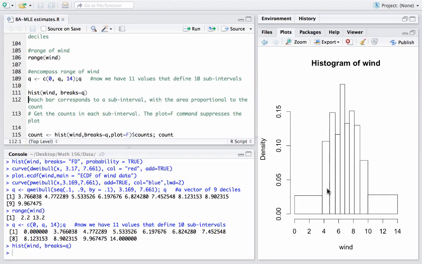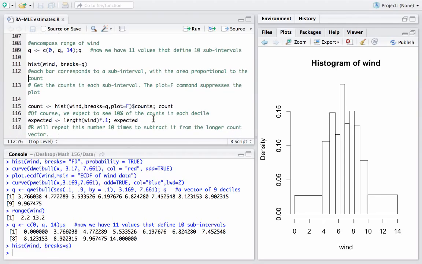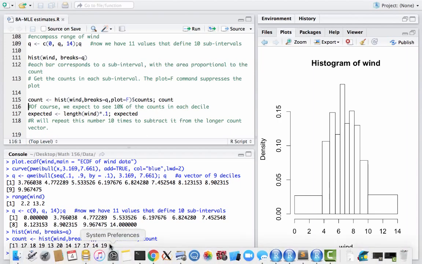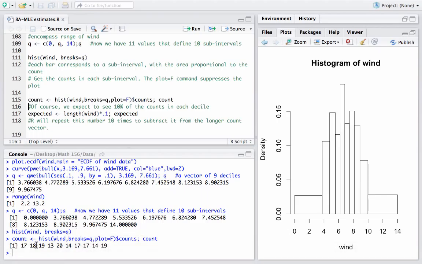So in the middle, we have these kind of nice evenly spaced breaks that we defined before. On the edges, we have these very kind of strange fatter breaks, which Paul manually added. And then the histogram actually has a counts attribute, so we can use this to store the count in each of the breaks. These are just in order. And because of the way he picked it, we expect to see 10% of the data in each decile.